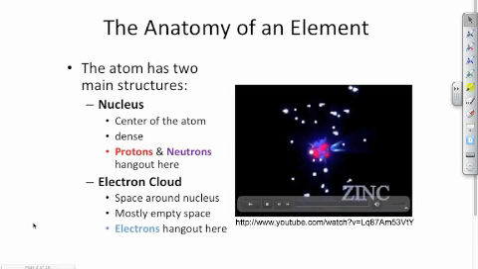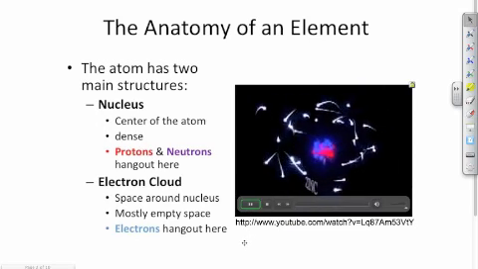It's dense because protons and neutrons, subatomic particles as we call them, are compact there. And around the nucleus is an electron cloud. This is a space around the nucleus where electrons, a much smaller subatomic particle, are zinging and flying around the nucleus. I want to show you a little animation of a zinc atom, what it might look like.